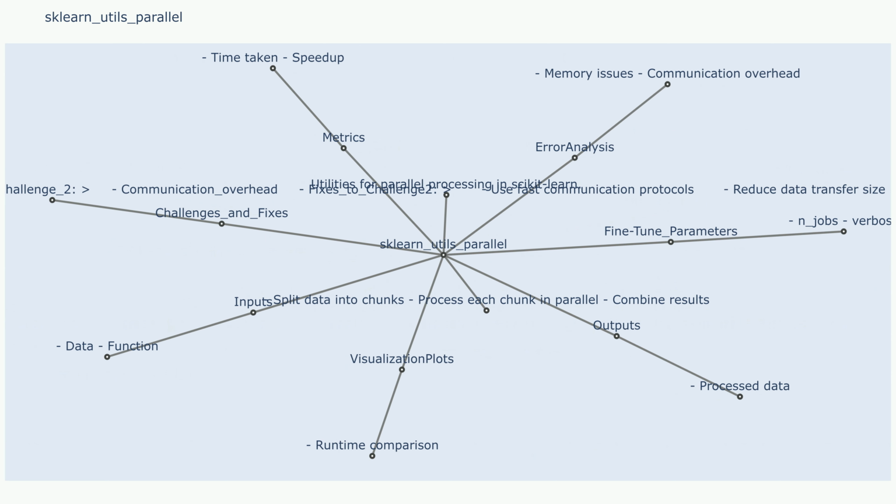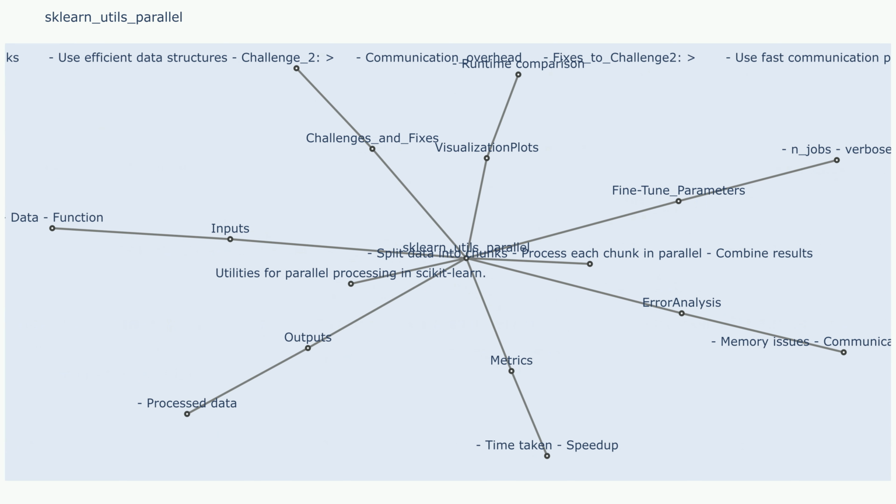Verbose. This parameter controls the verbosity of the output. Higher values indicate more detailed logging. Outputs: results. The results of the parallel computation, typically in the form of a list or a dictionary. Elapsed time: the total time taken for the parallel execution.